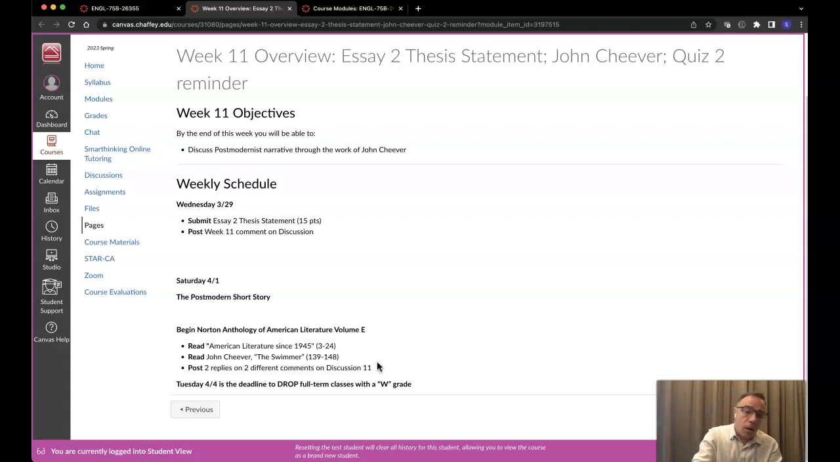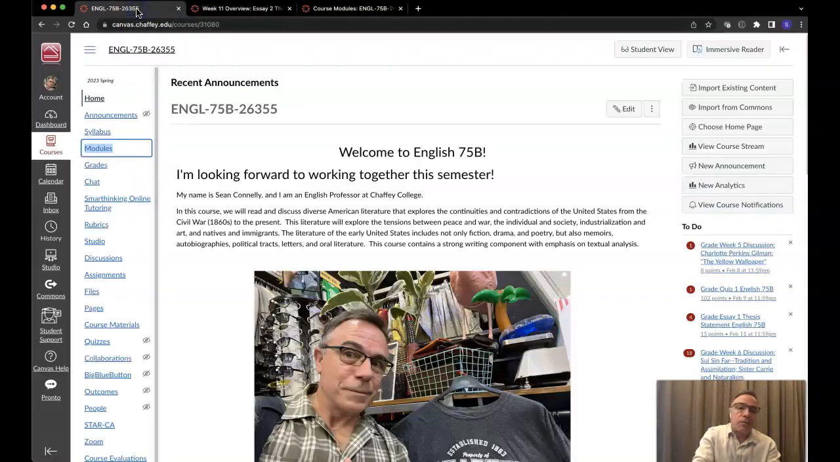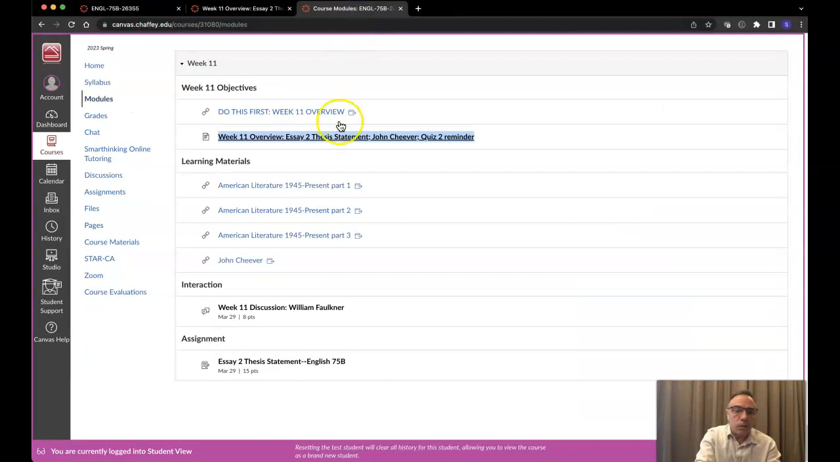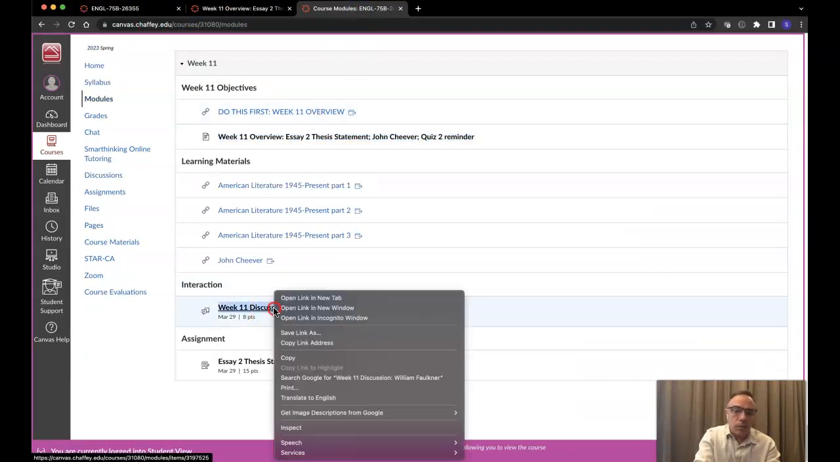And after that, on Saturday, you'll notice, of course, you've got your 2 replies on 2 different comments for discussion 11. And keep in mind that that's going to be on William Faulkner. It's not going to be on John Cheever because we're going to need a little bit of time to get to that. All right, course modules. I'll go ahead and give that a jump real fast.